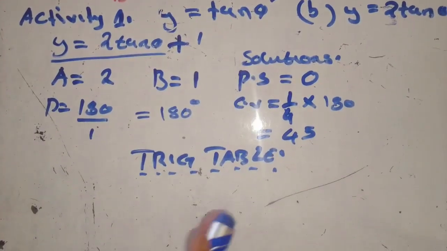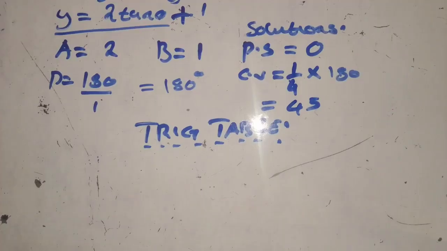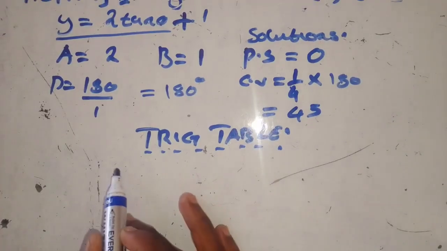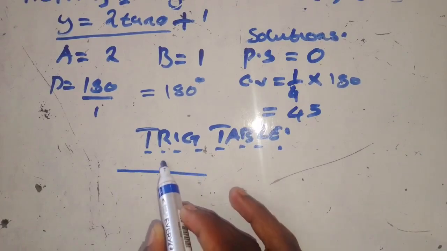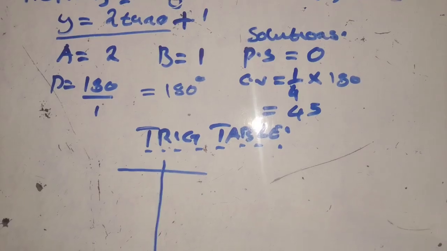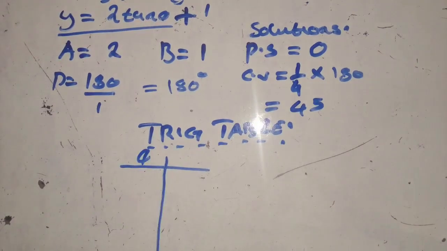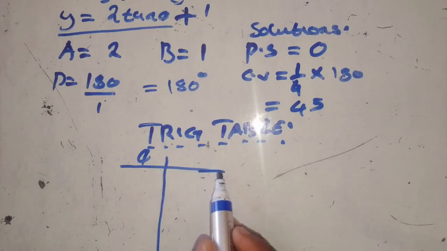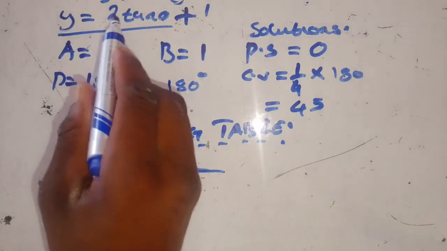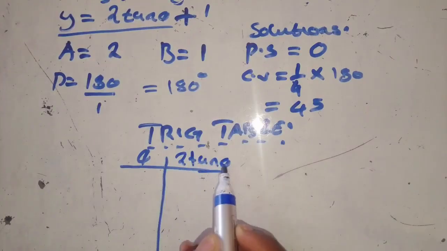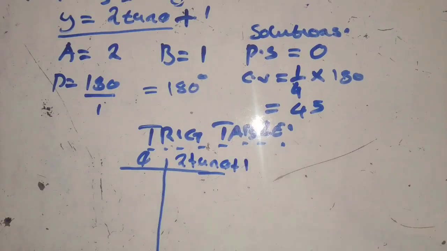Okay, so a trig table, you draw. So we have something like this as usual. Okay, like a cross. This side you have the theta. Okay, in case of where there is x, this side you are going to have the x, and this side you have the function, which is 2 tan theta plus 1.